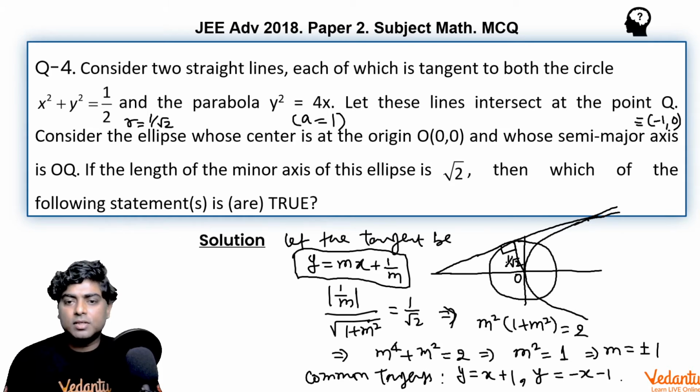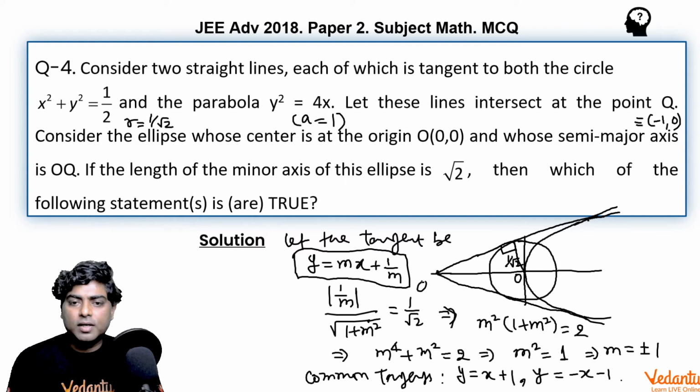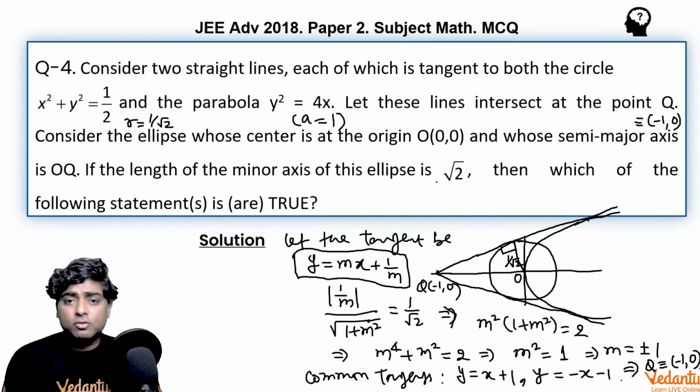If we draw it further now, somewhat like this, this is point Q and this should be minus 1 comma 0. Obviously it means point Q is minus 1 comma 0, right? Now proceeding with the question further.